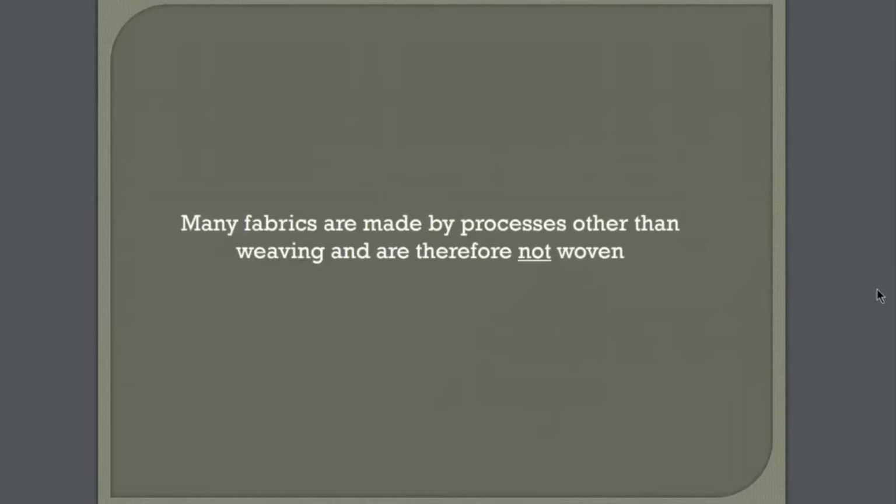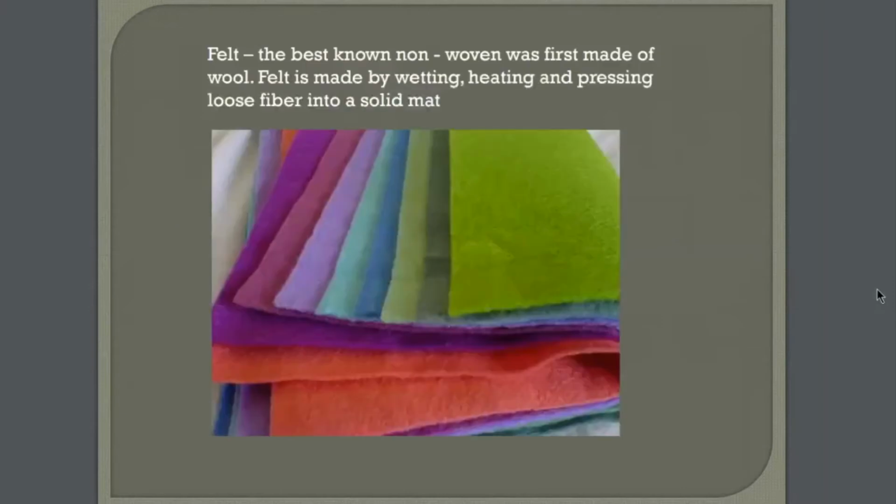Just try to think about some fabrics that you might see around, or might have used as an interior designer, that aren't woven. Something that wasn't created on the loom. The first thing you should maybe think about is felt. We talked about felt when we were introduced to wool.